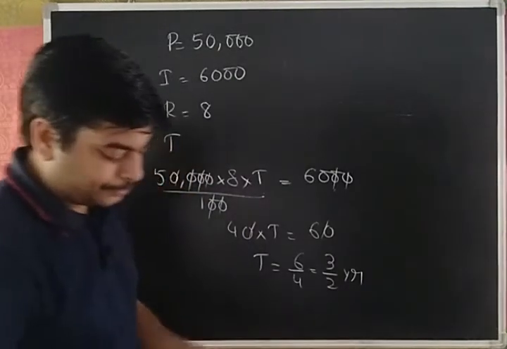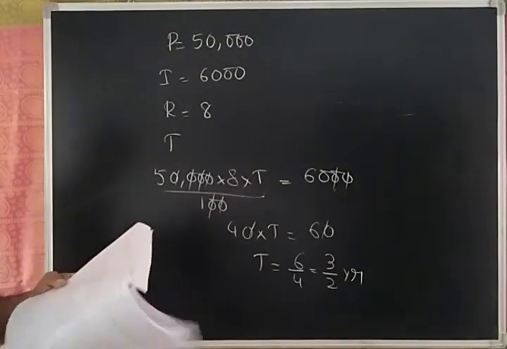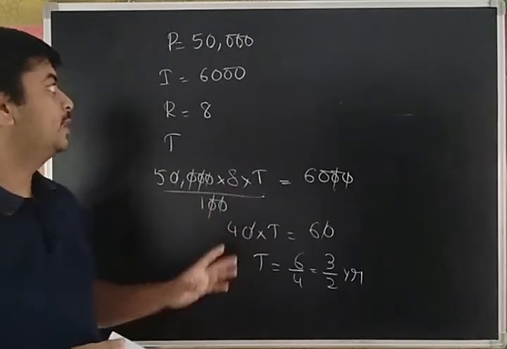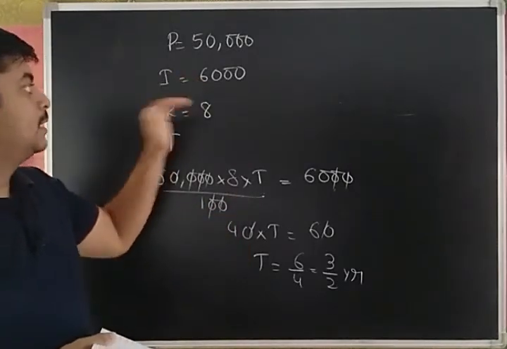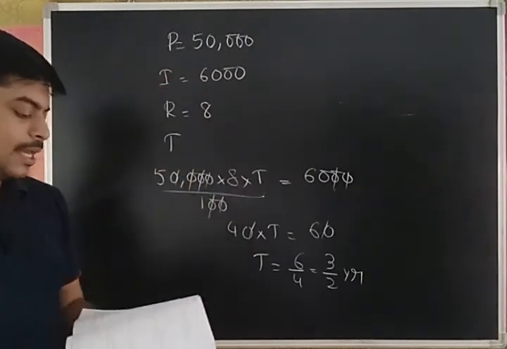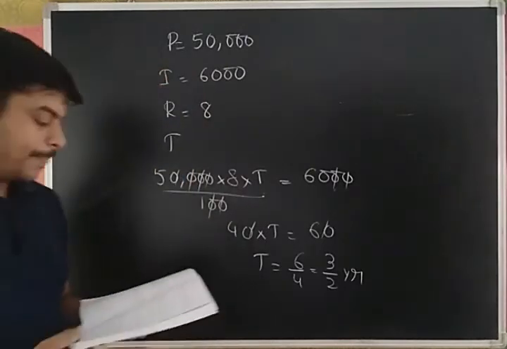Let me check the answer. Which question are we doing? Yes, it is exactly correct. 1.5 years. After 1.5 years, you will get an interest of 6,000 at a rate of 8% interest for the principal of 50,000 rupees. Let us go to one more question.